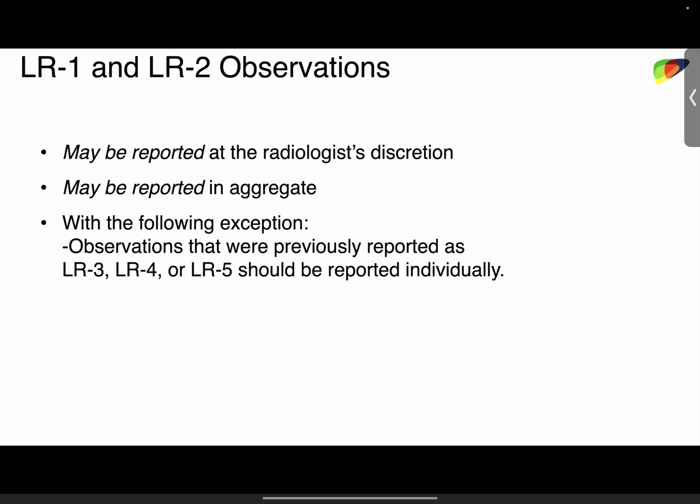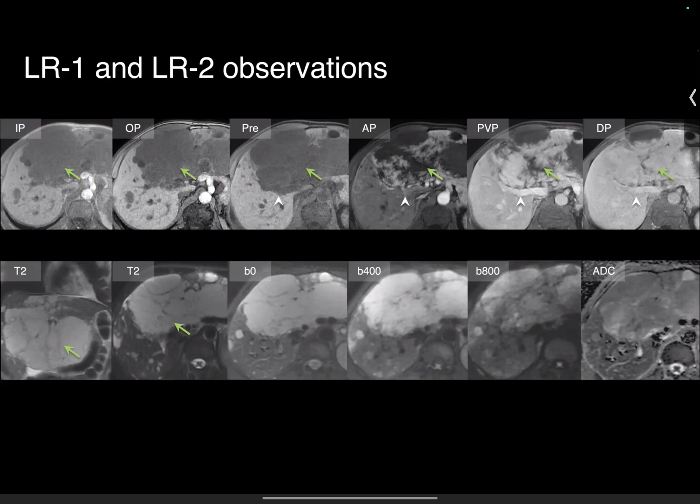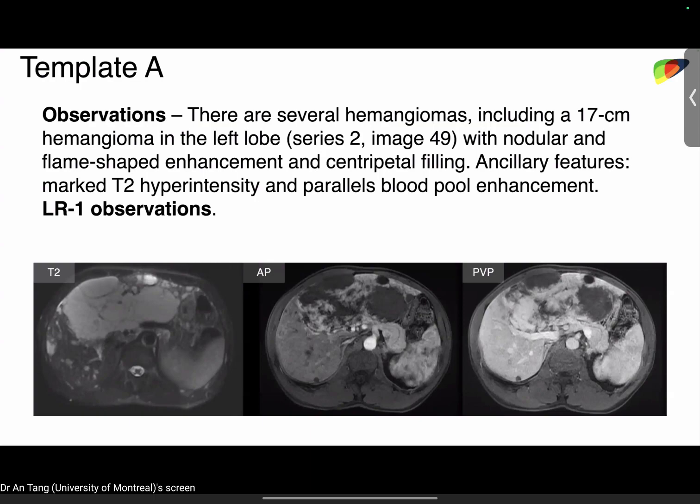As for LI-RADS 1 and 2 observations, they may be reported at the radiologist's discretion. They may be reported in aggregate with the following exception: LI-RADS observations that were previously reported as LI-RADS 3, 4, or 5 should be reported individually. As an example, this is a giant hemangioma occupying the entire left liver, along with smaller hemangiomas in the right lobe. Diagnosis is straightforward. These are multiple hemangiomas, and they can be described in aggregate using the plural: numerous LI-RADS 1 observations.